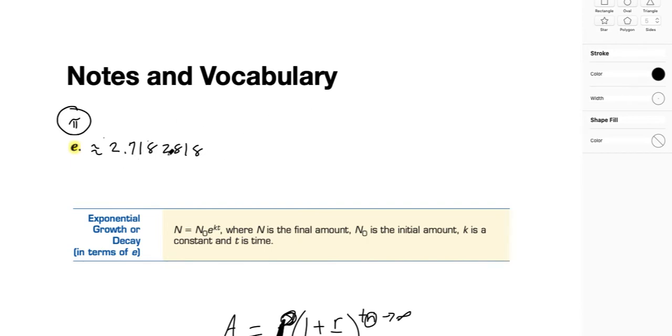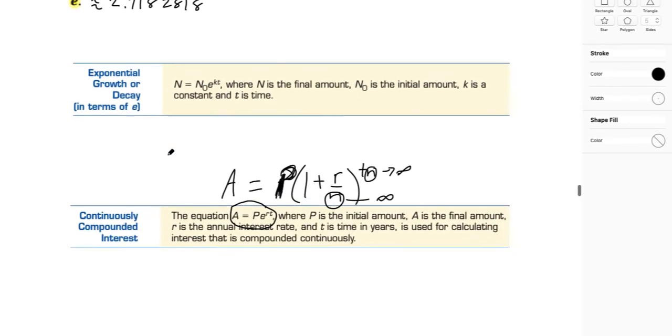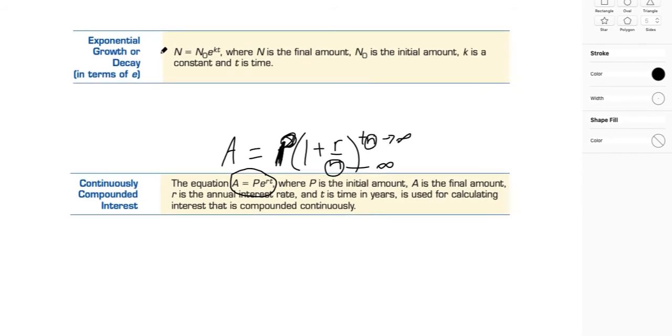E is going to be a really prominent value when we think about exponential growth and decay, so much so that it's going to affect how we consider logarithms as well. What we want to consider here is that when you are thinking about exponential growth and decay, you can use this type of formula, where our initial amount is N naught, and then e to the kt power, where k is a given constant that refers to the decay or the growth of a particular bacteria or item that we're talking about, and t is just time. So this is going to be a valuable equation that we'll talk about.